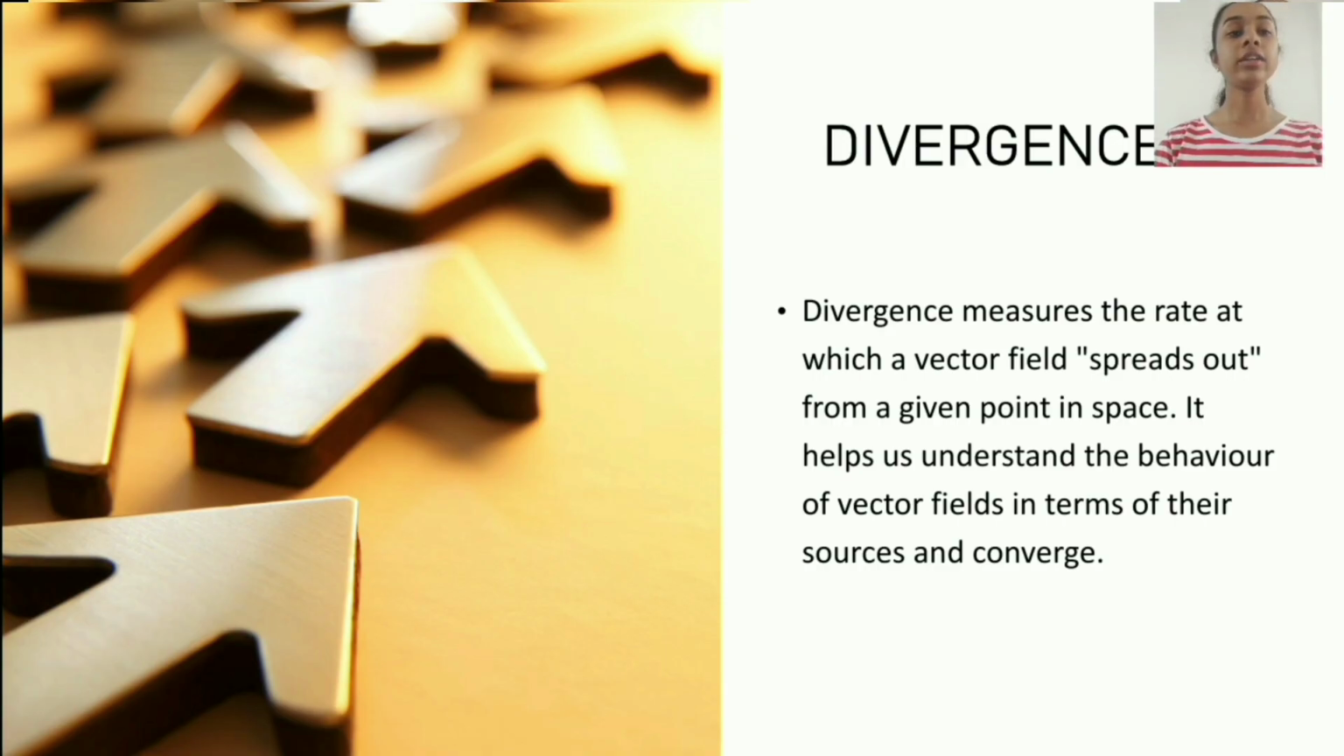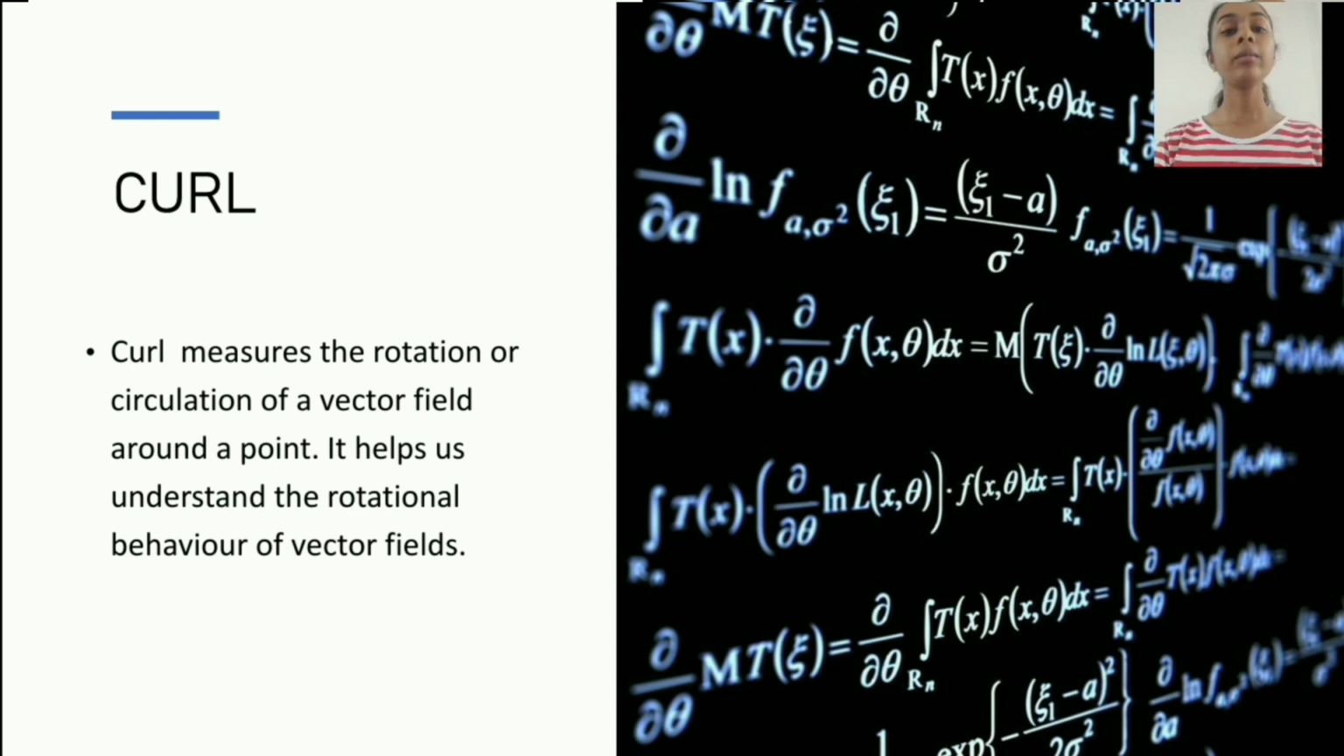Divergence. Divergence measures the rate at which a vector field spreads out from a given point in space. It helps us understand the behavior of vector field in terms of their source and converge. Curl. Curl measures the rotation or circulation of a vector field around a point. It helps us to understand the rotational behavior of vector fields.